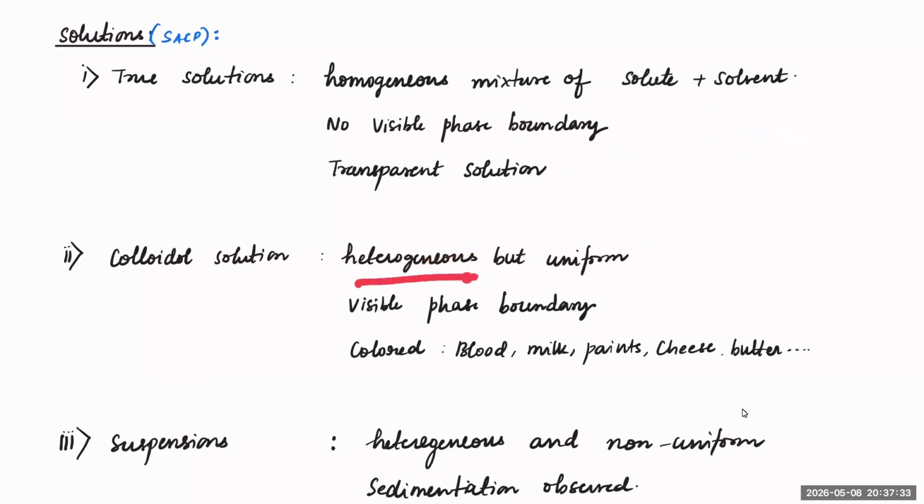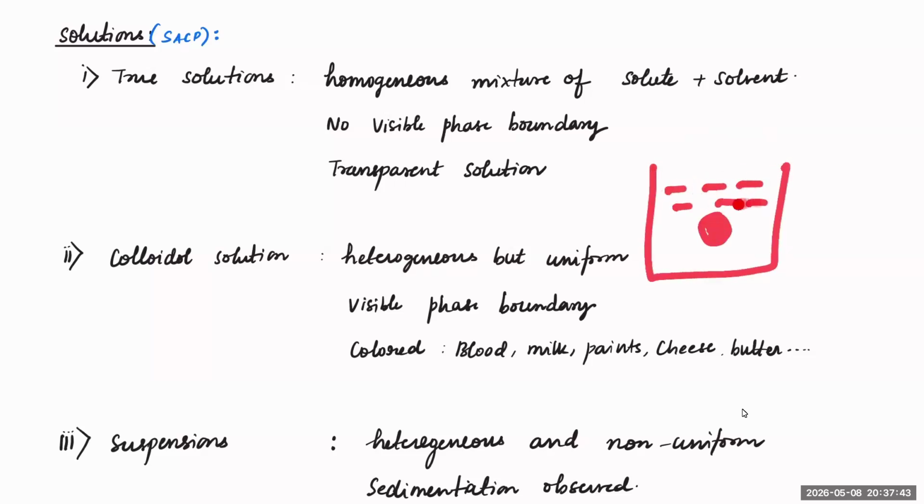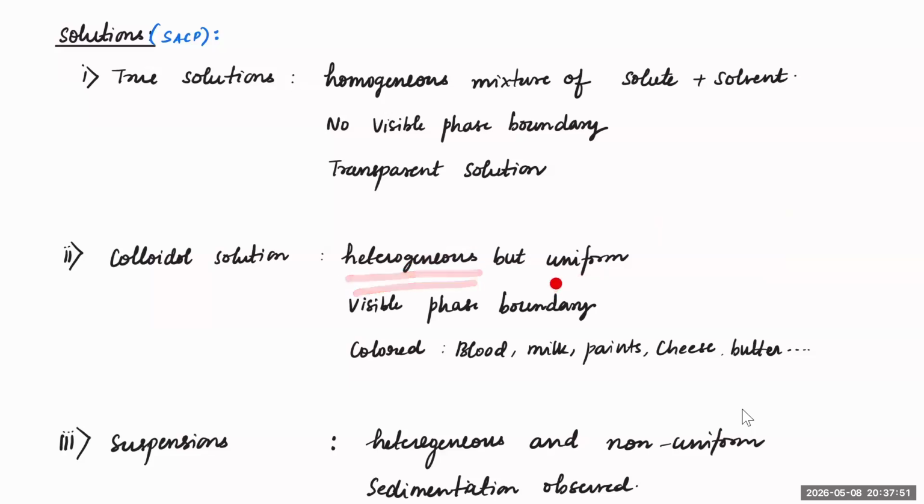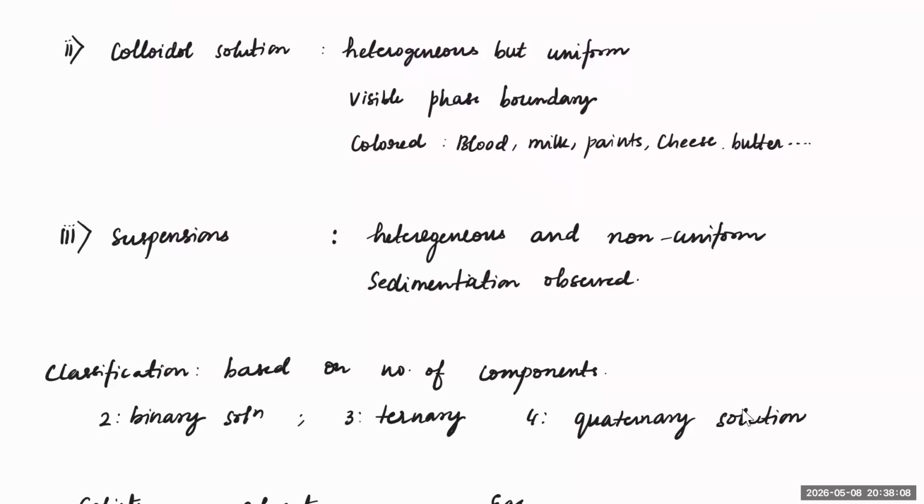While colloidal solutions are heterogeneous, heterogeneous means there will be some phase boundary across the particles. For example, if this is a solute particle and the other one is a solvent particle, there is a visible boundary between these two. So that is the heterogeneous form. But it is uniform, that means it will be uniformly distributed. Density across the solution will be the same. So there is a visible phase boundary, and usually colloids are colored. May it be blood, milk, paints, cheese, butter, these are all various types of colloids.